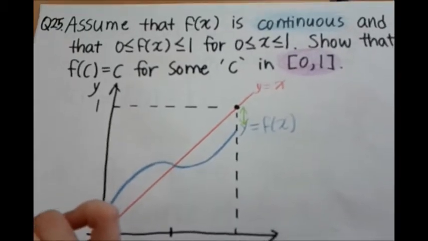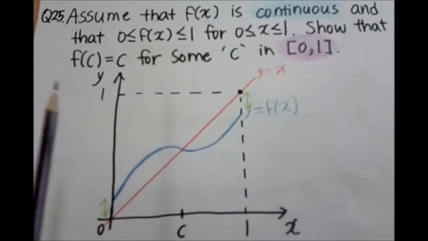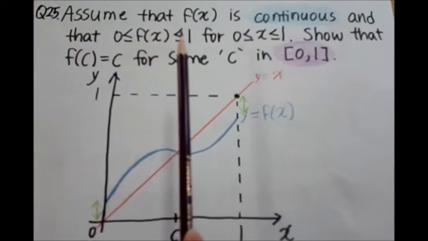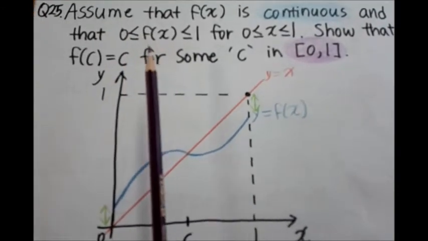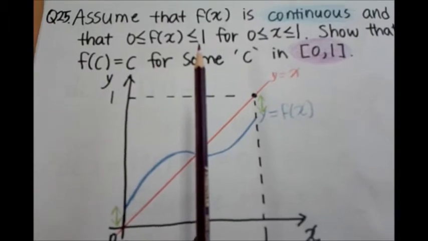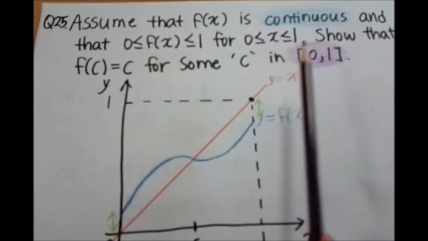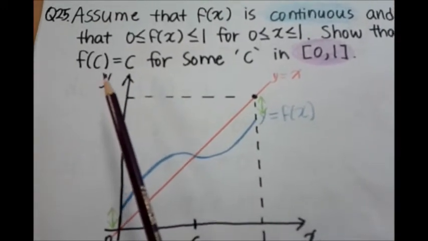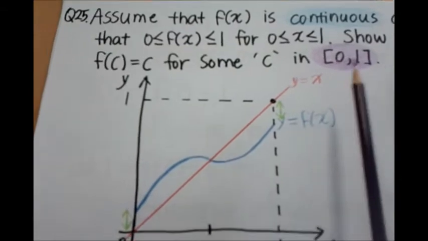Okay, so we go to question 25, which is our last question for the day. Assume that f of x is continuous, and that f of x is bigger than or equal to 0 and smaller than or equal to 1 for the closed interval 0 to 1. Show that f of c equals c for some c in the closed interval 0 to 1.